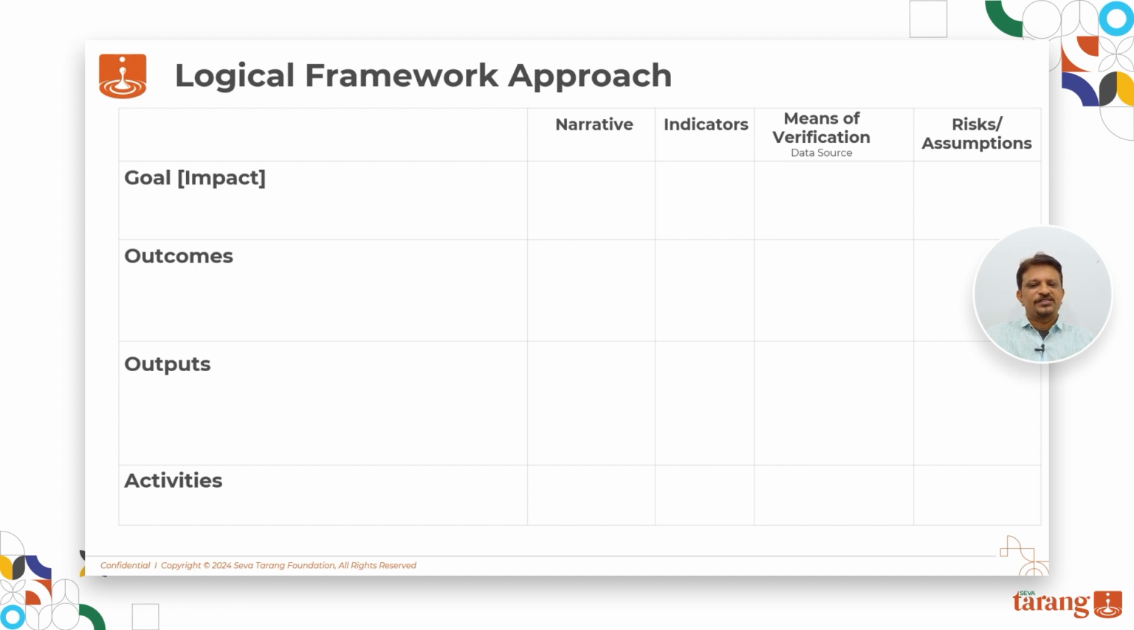The 4 rows represent the overarching goal, that is your impact, measurable outcome, tangible output, and doable activity, while the 4 columns represent narrative, that is the description; indicators, the criteria of your selection; means of verification, that is the data source, evidence of what the outcome was; and assumptions, those are your expectations from all the stakeholders, and risks which you must mitigate in the risk mitigation planning.